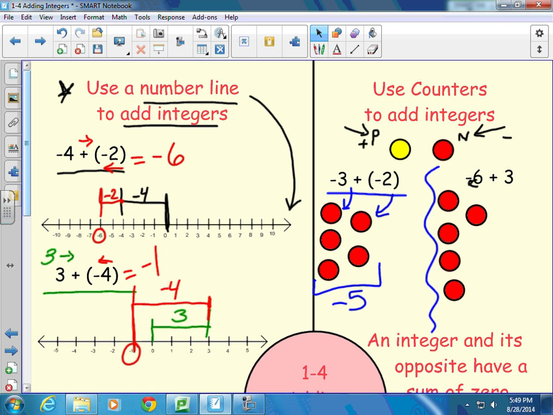And I only have 4, so 6. And I'm adding a +3 to that. So I'm going to pull those 3 over. This does not mean that I have 9, okay?